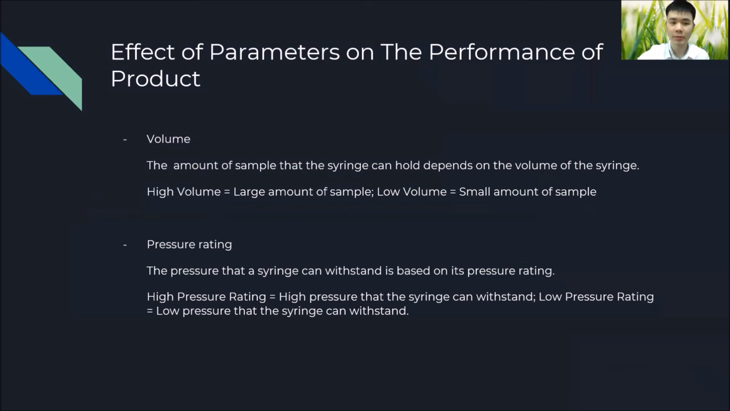The first, we will talk about the effects of parameters on the performance of the product. There are two main factors that are affecting the performance of the product. The first is volume. The amount of sample that the syringe can hold depends on the volume of the syringe. The higher the volume of the syringe, the larger the amount of sample that the syringe can hold. Likewise, the lower the volume, the smaller the amount of sample.